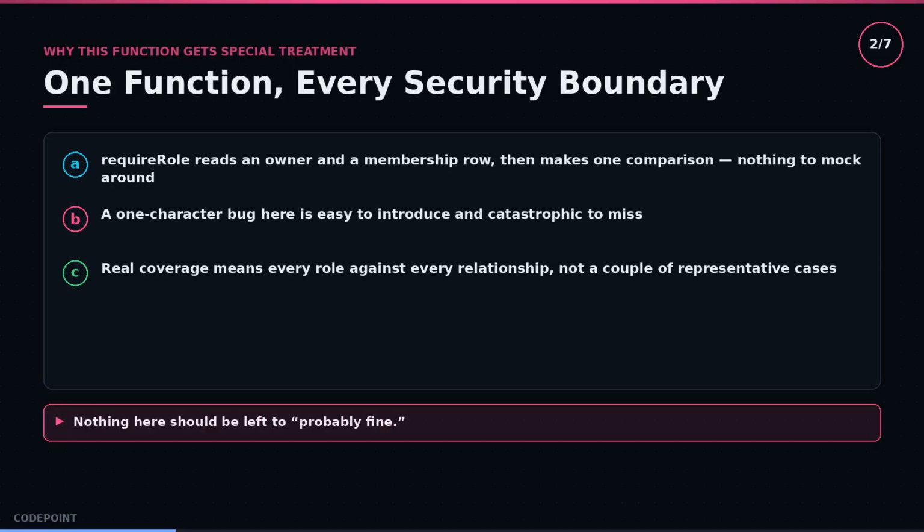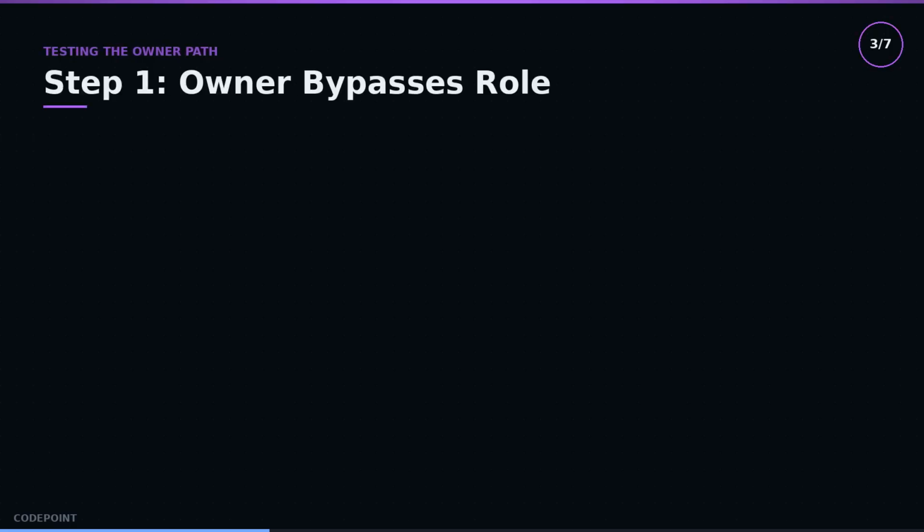One function, every security boundary. Video 14 tested createProject by mocking the things around it. requireRole is different. It doesn't have much around it to mock. It's a short, self-contained function that reads a project's owner and a membership row, then does one comparison. That's exactly the profile of a function where a one-character bug is both easy to introduce and catastrophic to miss. The right level of coverage here isn't a couple of representative cases. It's every meaningfully different combination of role and relationship to the project, tested explicitly, so nothing is left to probably fine. Testing the owner path.